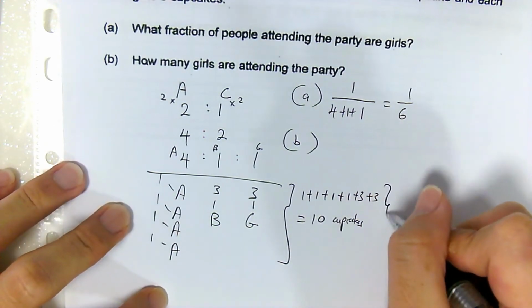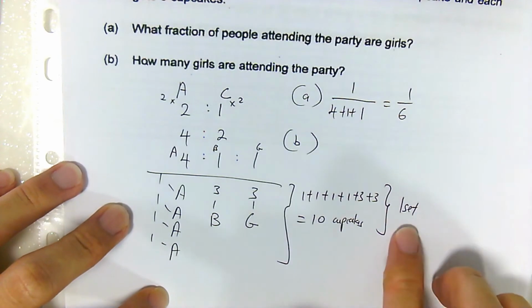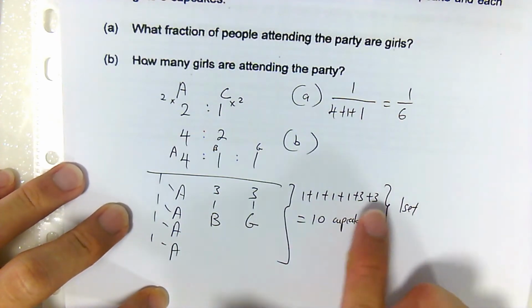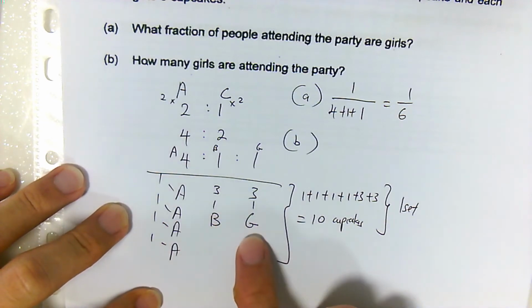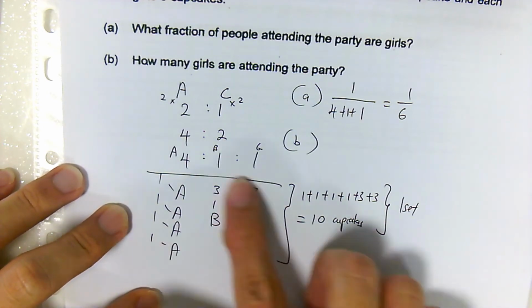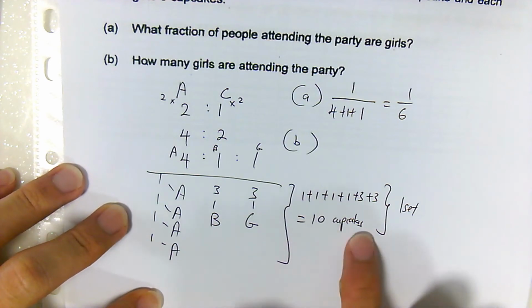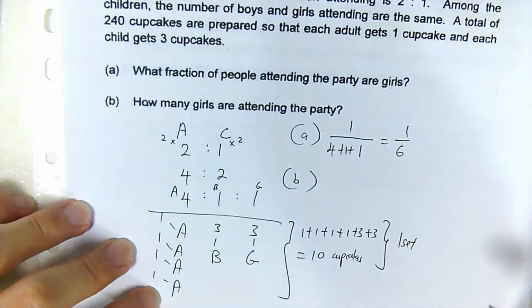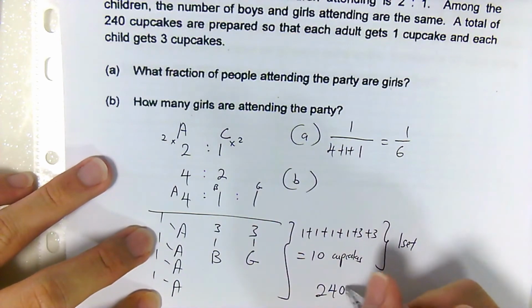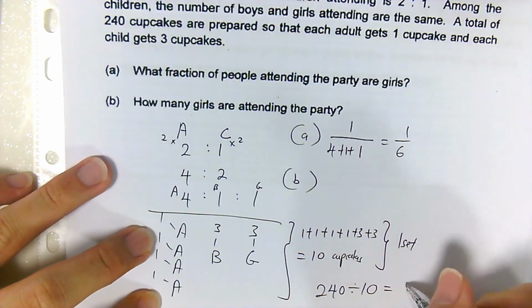So this is 1 set. One set is 1 group of people. Because the ratio is 4:1:1, there are 4 adults to every 1 boy to every 1 girl. In total there are 6 people, and these 6 people will get 10 cupcakes. But they told us that in total there are 240 cupcakes, right? So I'm going to take 240 divided by 10 cupcakes, which gives me 24.